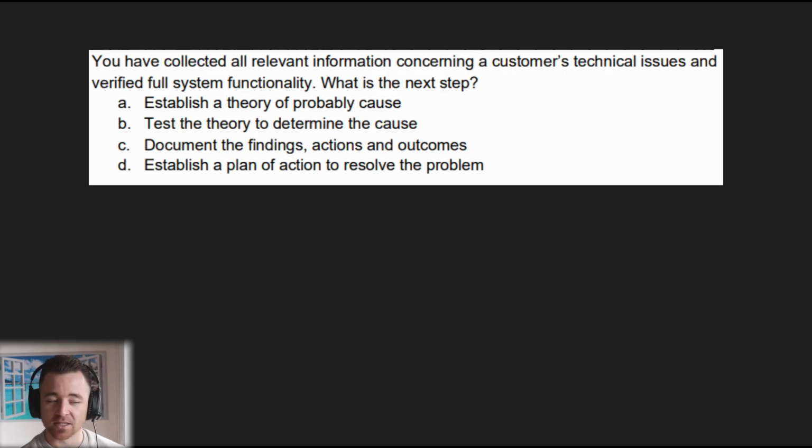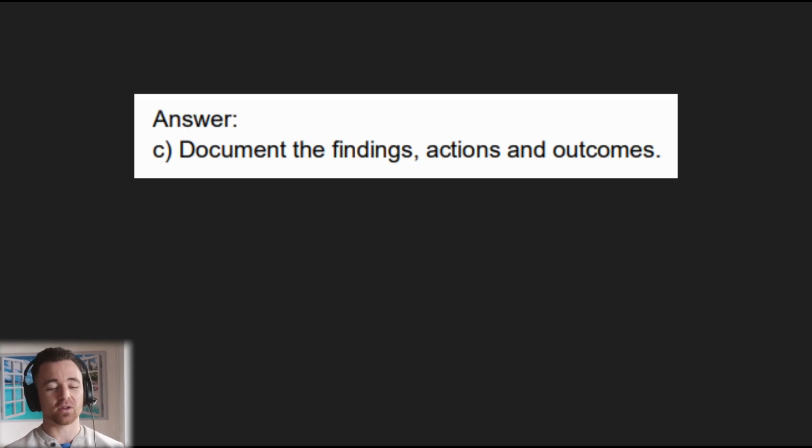Now, the next question reads, you have collected all relevant information concerning a customer's technical issues and verified full system functionality. What is the next step? A. Establish a theory of probable cause. B. Test the theory to determine the cause. C. Document the findings, actions, and outcomes. Or D. Establish a plan of action to resolve the problem. Pause the video if you need more time. We're going to get straight into it in 3, 2, 1. Now, the answer was C.